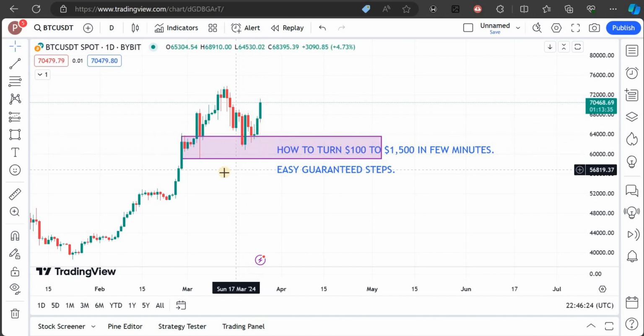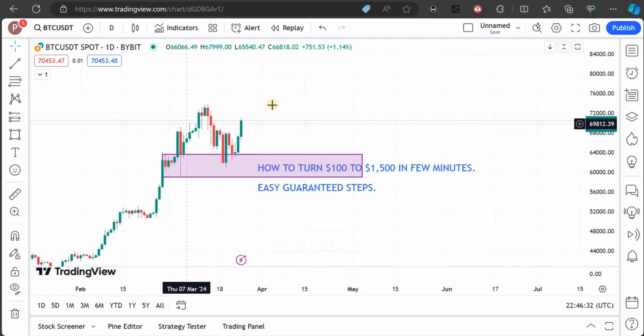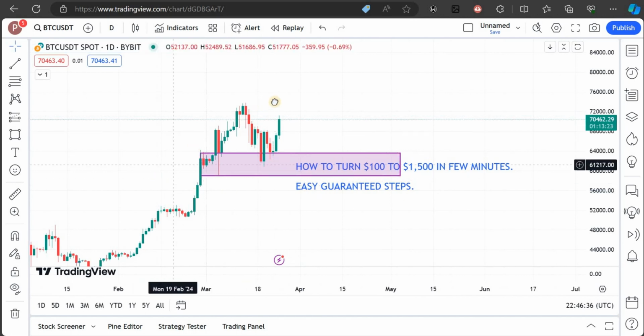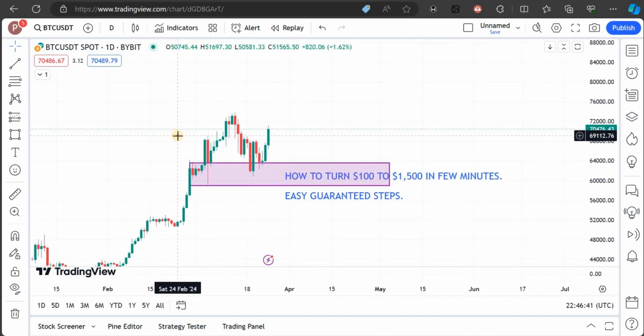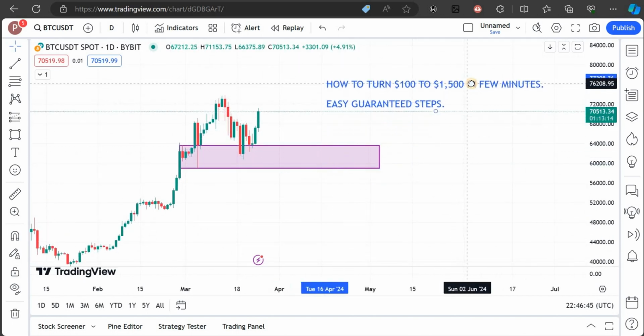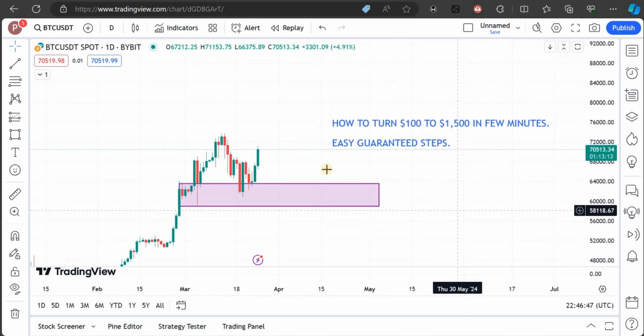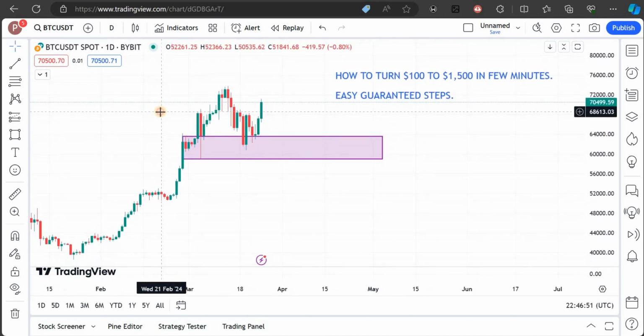Now the safest thing would be for you to place it somewhere here, but I'm just telling you all this because I already know how the market was going to move based on previous experience, and I've seen the market behave like this several times, even in lower time frames. So if you want to turn $100 to $1,000 like I did today, and I've been doing at other times, what you need to do is this.